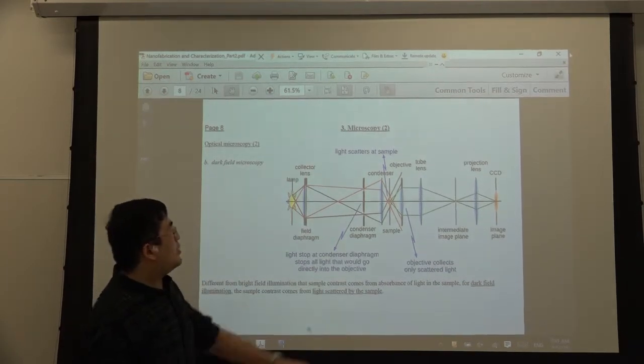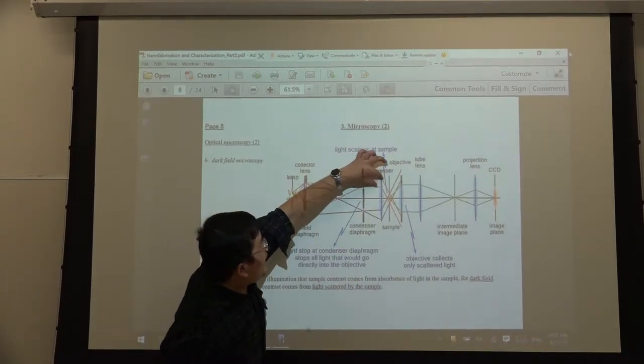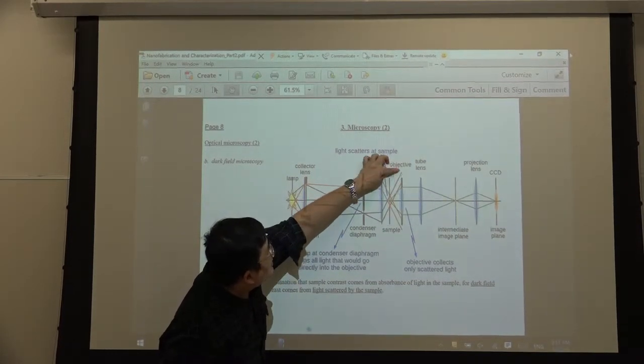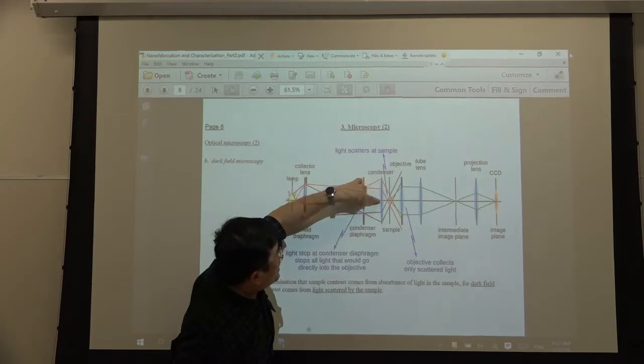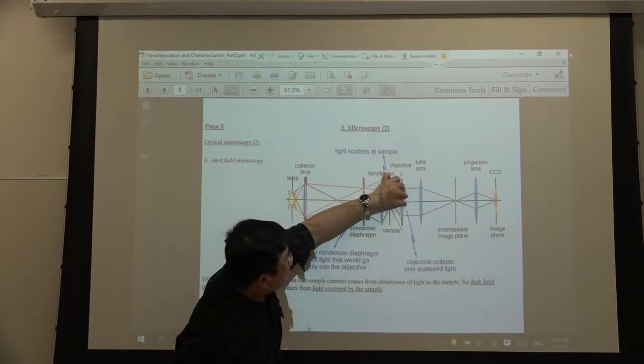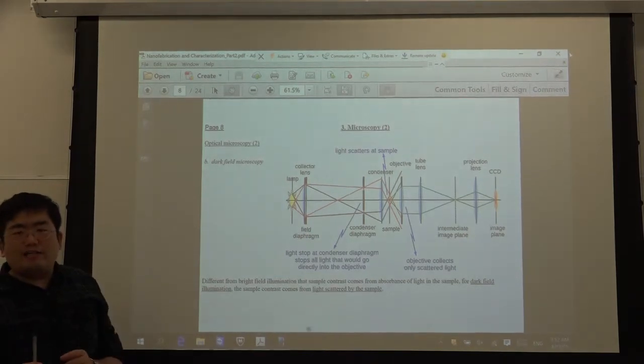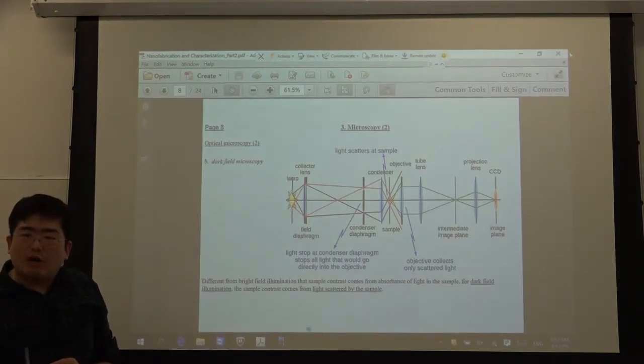This is a very important thing. You can see the direct light, the red color, maybe this and this, are stopped by this. Only scattered light can go across this green line. So this is a very, very different technique because only scattered light is recorded.